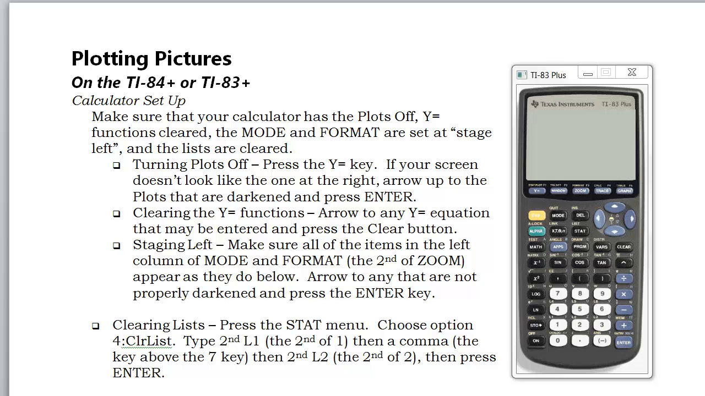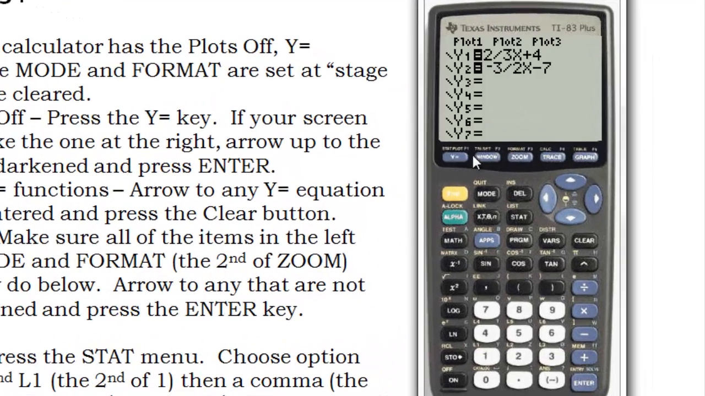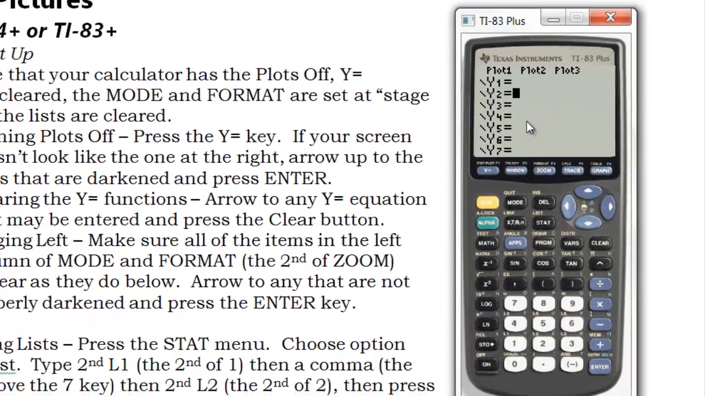Let's have some fun with the graphing calculator. The first step is to make sure that everything's cleared out. So we'll set the calculator up by pressing the Y equals button, and if there's anything in here, we're going to press clear, then arrow down and clear, and so forth until your screen looks like this.